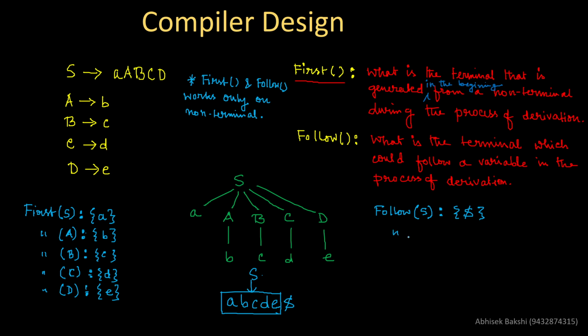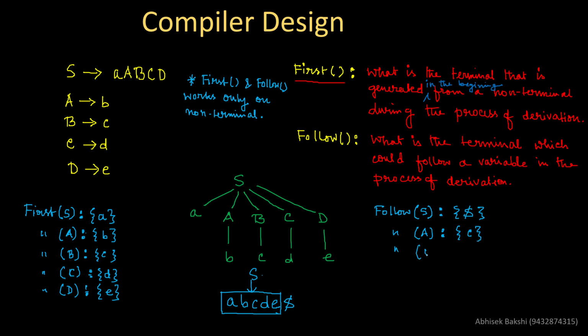Now what is follow of A? You see, check this one: A goes to small a, capital B, capital C, capital D. Follow of A means, after this A, what can follow this capital A? Obviously, the character which will be generated by the first of B will follow this capital A. That means follow of A is equal to first of B, and first of B is equal to c. That means follow of A will be equal to c.